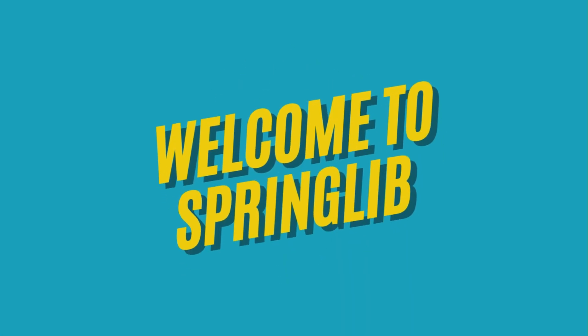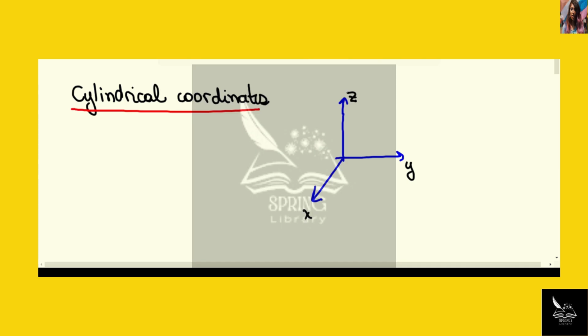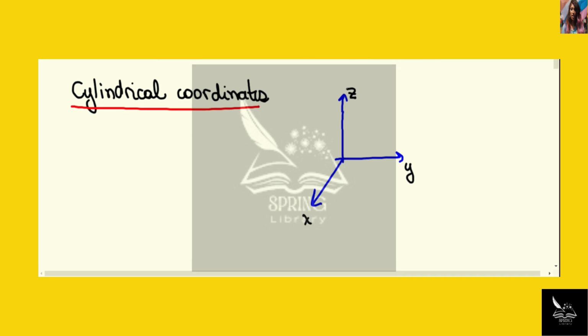Welcome to Spring LIB. In this exercise, you're going to need the concept of cylindrical coordinates, so I'm briefly going to review it. Consider that we have Cartesian coordinates as shown here in the picture. So we have coordinates x, y, and z. And we have a certain point, represented by this green dot, that we want to represent in cylindrical coordinates. So what are the coordinates that we would associate with this point?